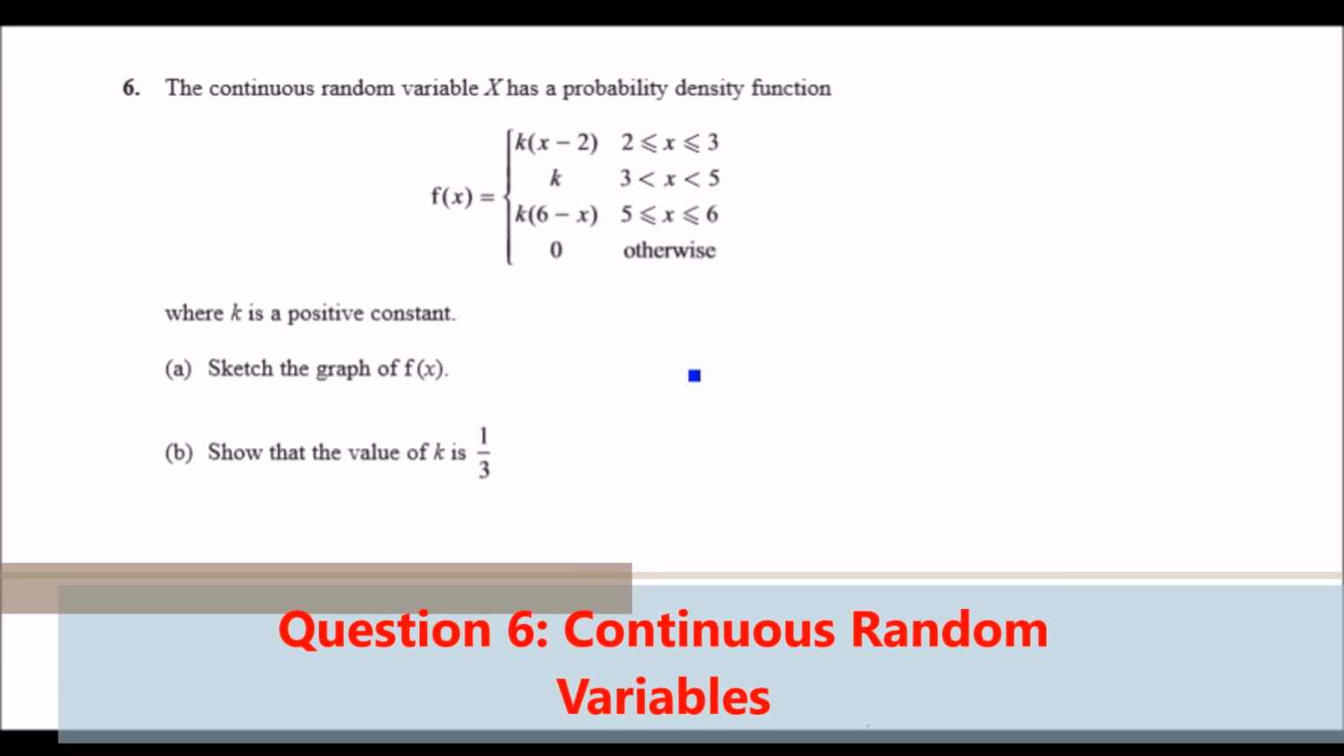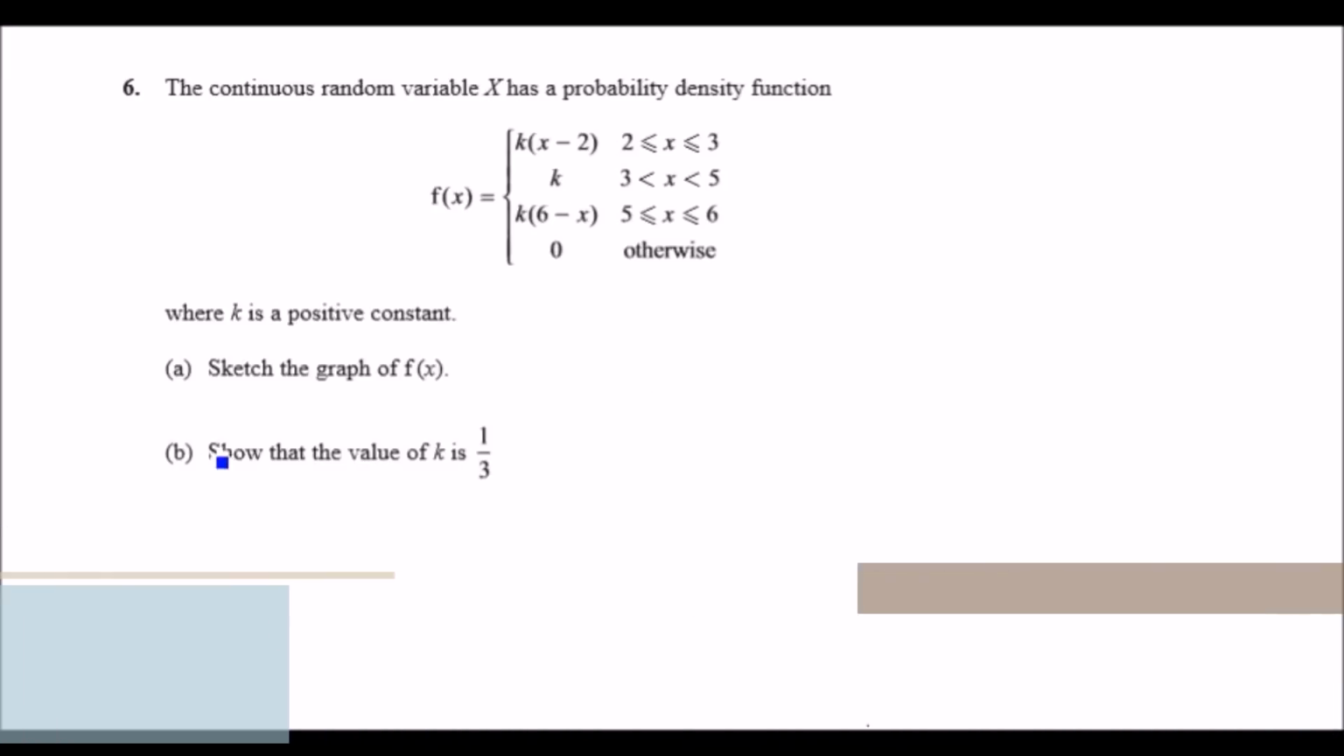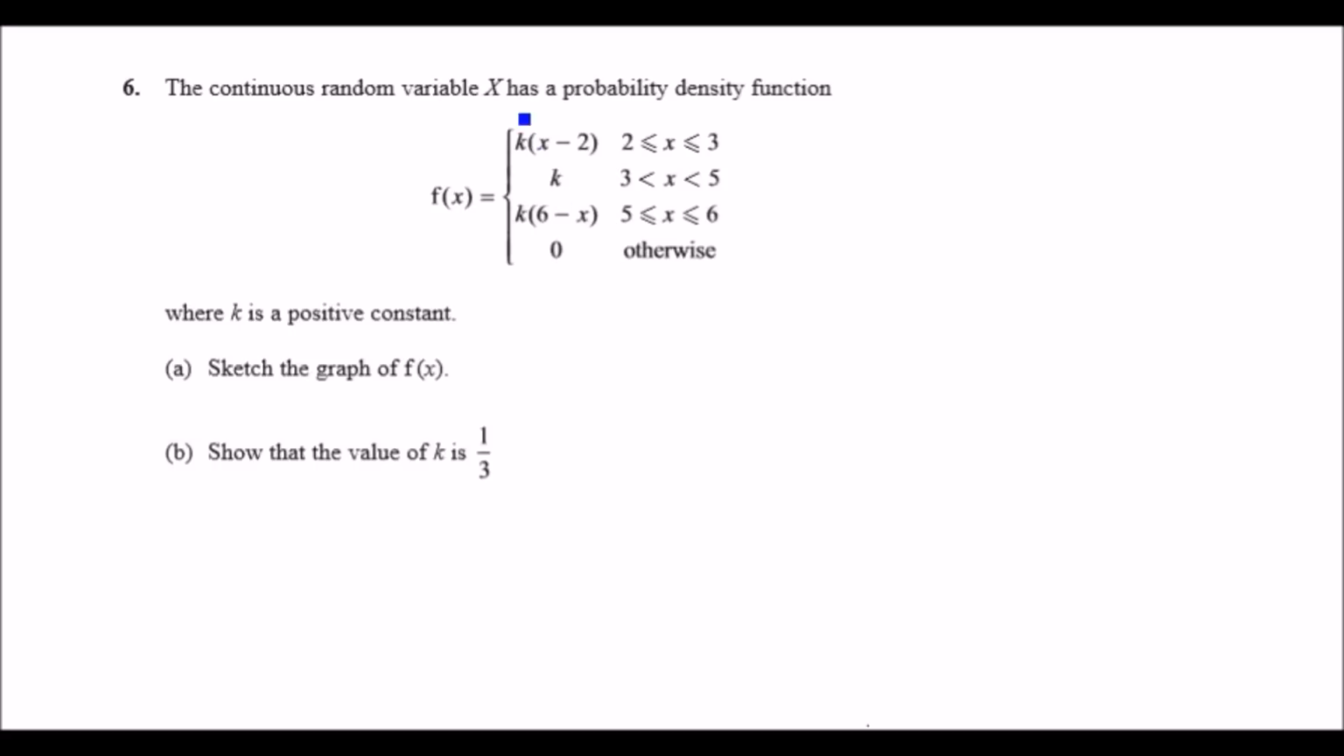Now, for part A and B, they want us to firstly sketch this graph and then find the value of k, which, as you can see, is multiplied to everything. And one thing to note, when you look at all these equations, we need to see that all of these are just examples of straight lines, okay? And sometimes the k can be kind of annoying.